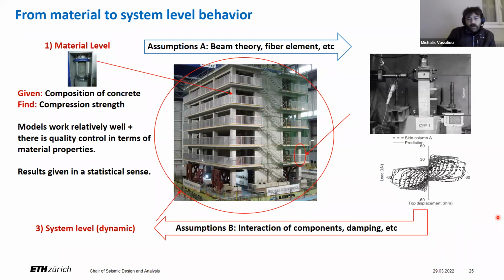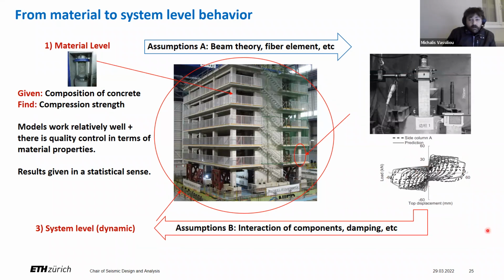Then when we go to component level cyclic behavior, for example, like you have this column, and you grab it and you go back and forth. Okay, this is cyclic loading of the column. Numerical models make several assumptions to go from material to component level behavior: beam theory, fiber or lumped plasticity elements, rebar, bond, etc. Blind prediction contests at the component level here are not that bad. So our models up to here, they do not perform that badly.